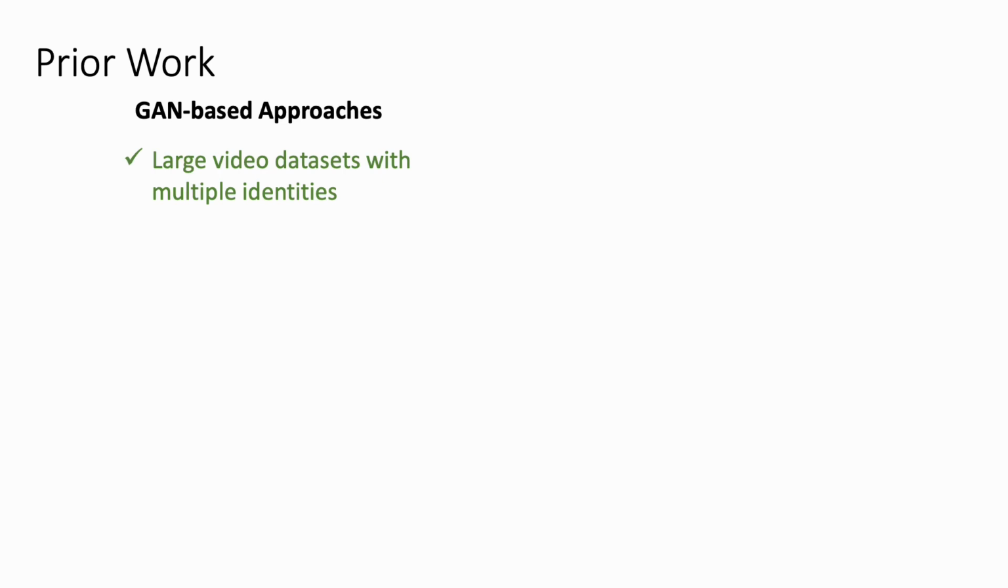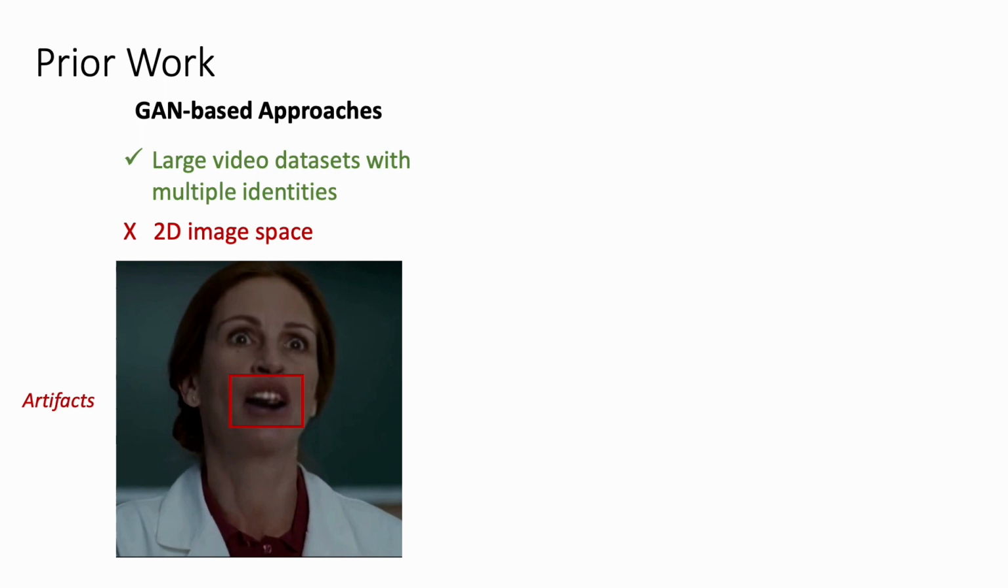Prior work can be categorized into GAN-based approaches and NeRF-based approaches. GAN-based approaches leverage large video datasets with multiple identities, learning a large variety of audio lip representations. However, they only operate in the 2D image space, and as a result, they cannot handle large head pose variations, leading to artifacts in such cases.